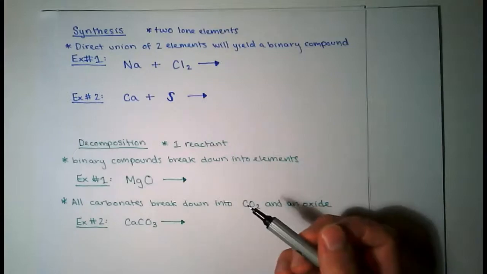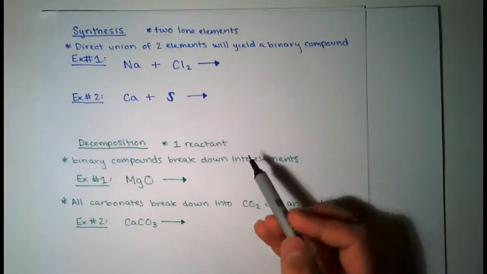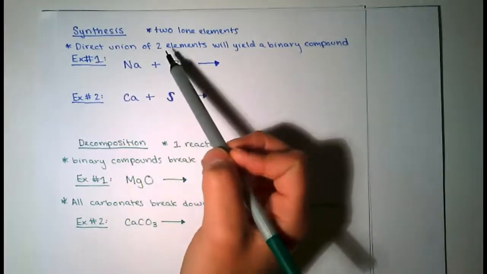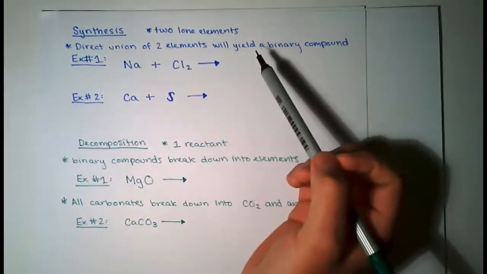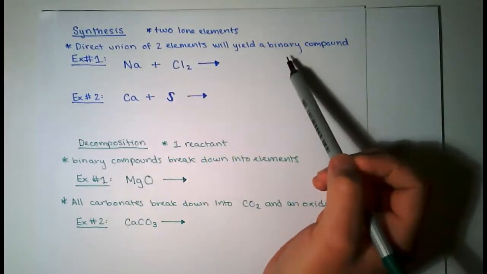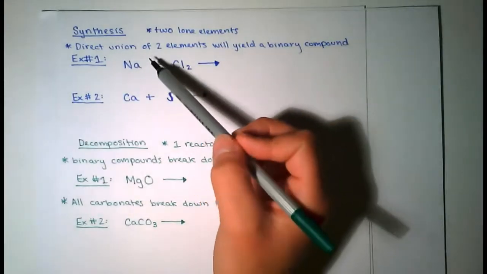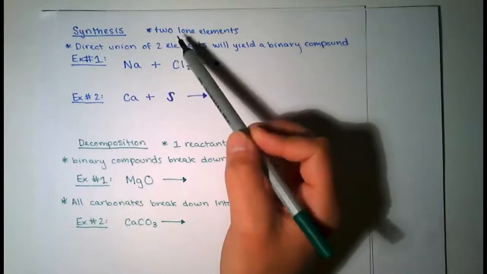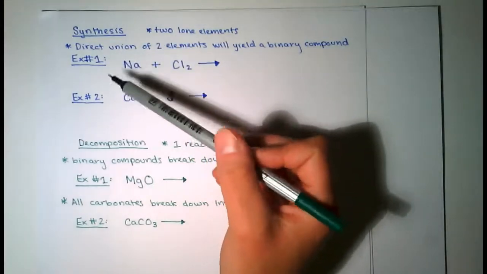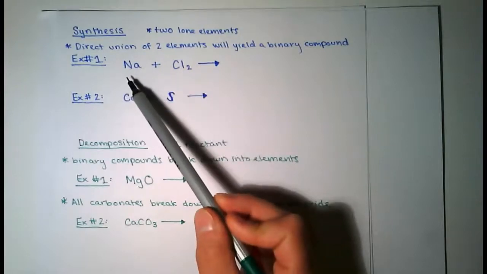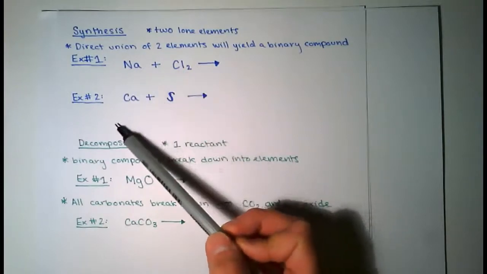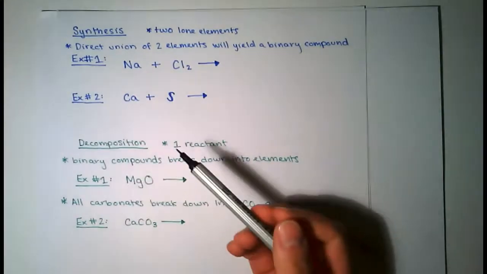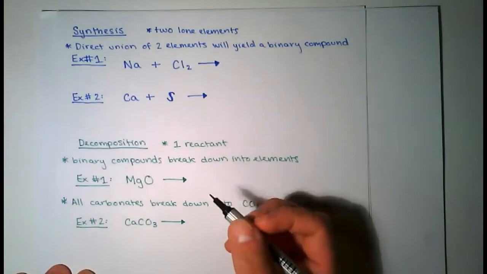Next, let's look at synthesis and decomposition reactions. So a synthesis reaction is when there's a direct union of two elements, and it will yield a binary compound. Usually it will be a binary ionic compound, but to know that, you just look to see that there is a metal. And you can tell that you have a synthesis reaction when there are two lone elements. So here we have sodium and we have chlorine. And here we have calcium and sulfur. So both of these examples, there are just two lone elements. So this must be a synthesis reaction.